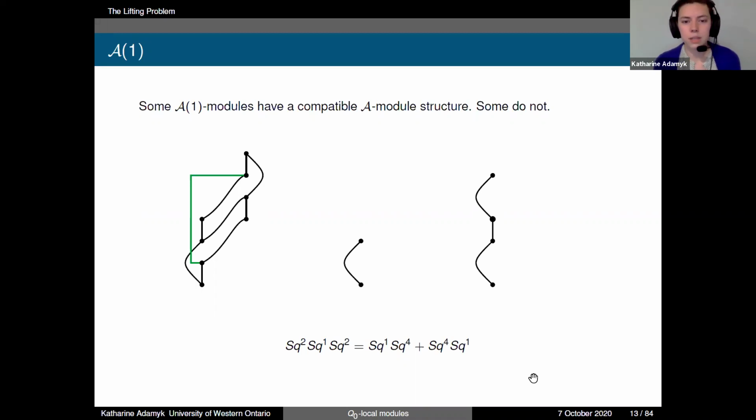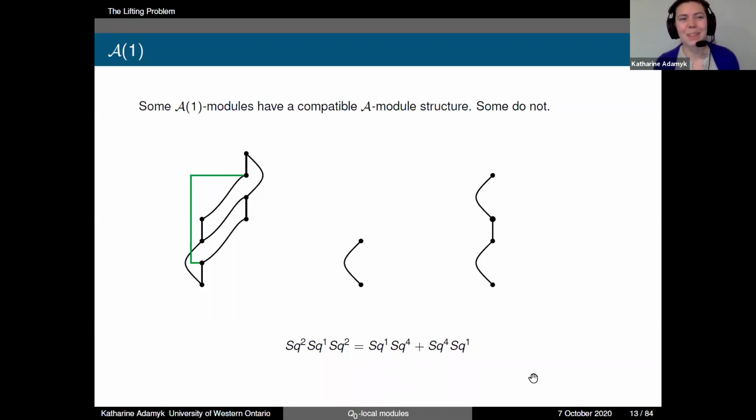Now if I look at this module in the middle, square 2, square 1, square 2 acts trivially on everything here, just for degree reasons, right? This element on the left of the equation here is in degree 5. So neither of these classes have something non-zero 5 degrees above them. So the action of this element is trivial. So if I let square 4 act trivially, I can satisfy this relation. And then I'll let square 8 and 16 and so on act trivially as well. So this module can also be given a compatible A module structure.